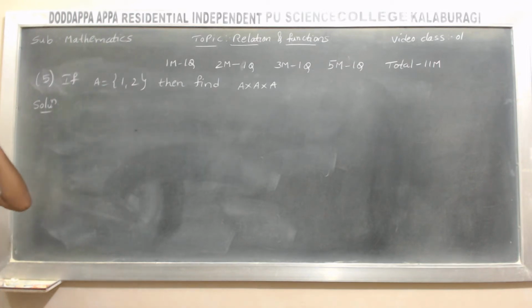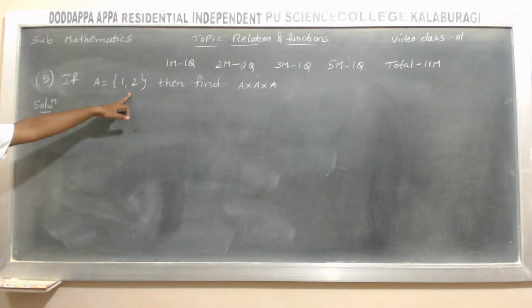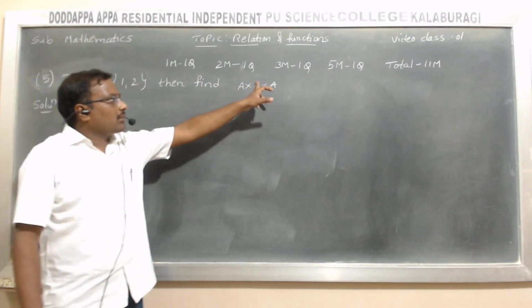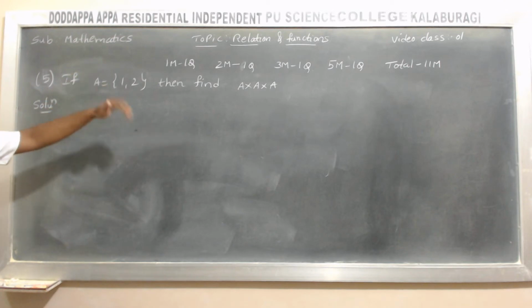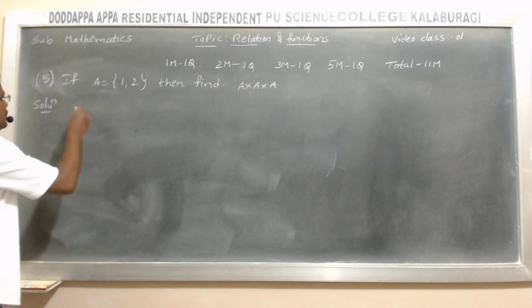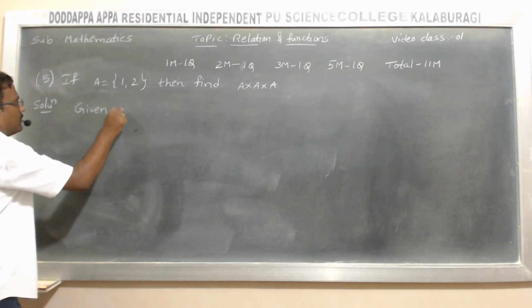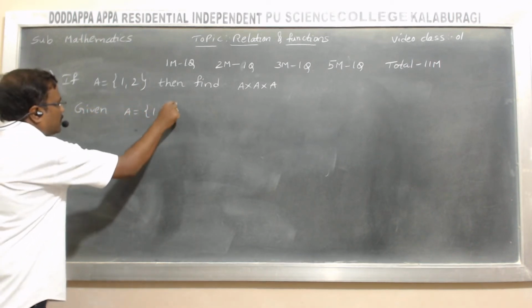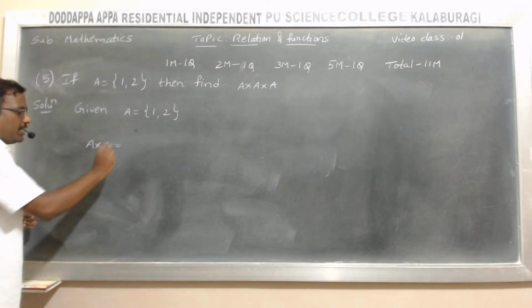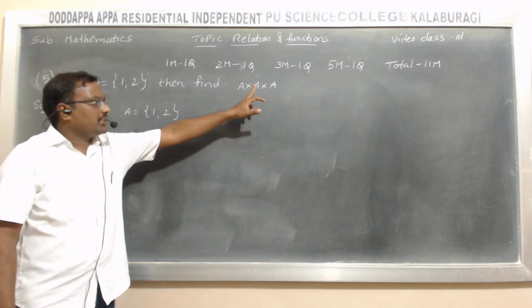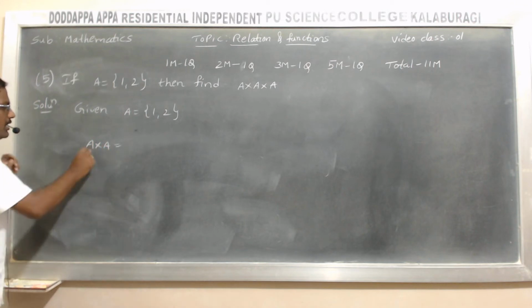Okay, next problem. So here what is given? If A is equal to the set {1, 2}, then you have to find A cross A cross A. Here they given 3 cross. So first you have to take the given value. So A is equal to {1, 2}. Before finding A cross A cross A, first you have to find out A cross A.